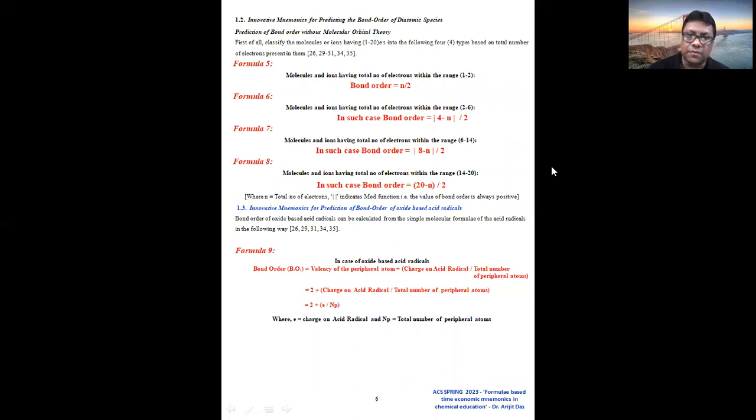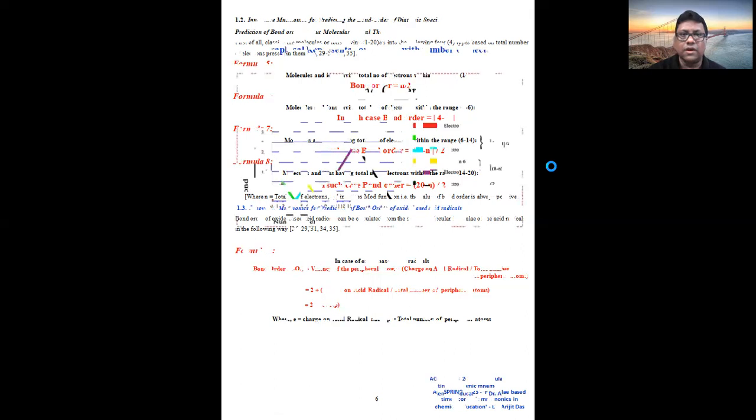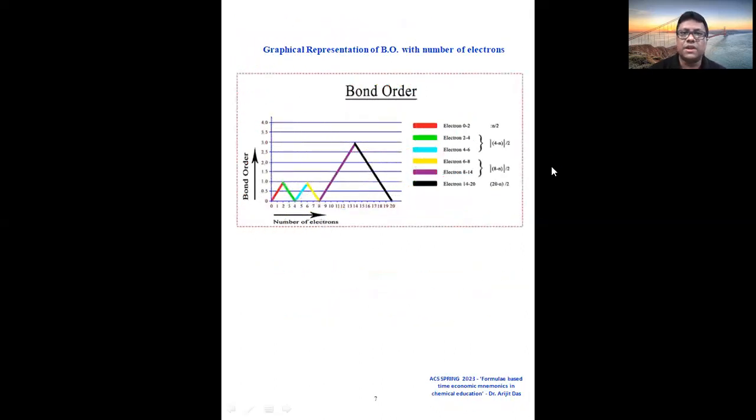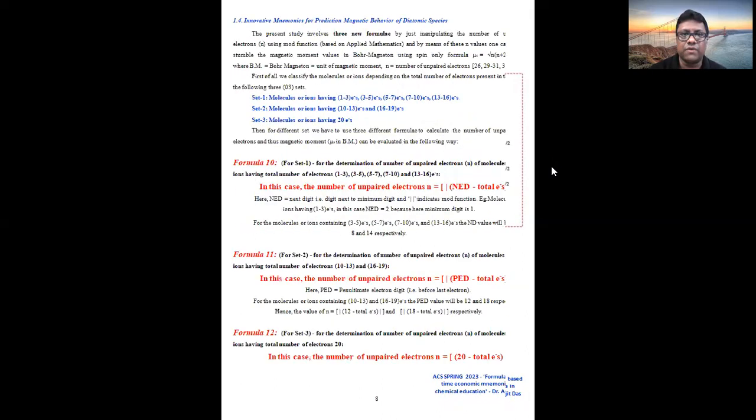Next, the bond order of oxide-based acid radicals. So this is the formula: valence of peripheral atom, that is the valence of the oxygen atom, plus the charge on the acid radical, divided by the total number of peripheral atoms. This is the graphical representation of bond order with number of electrons.